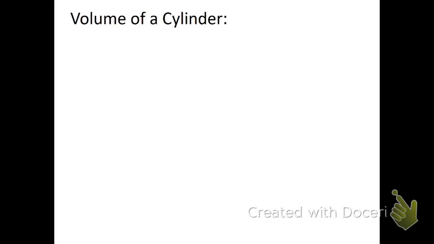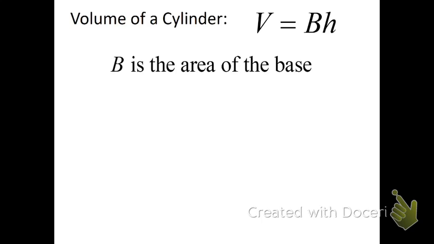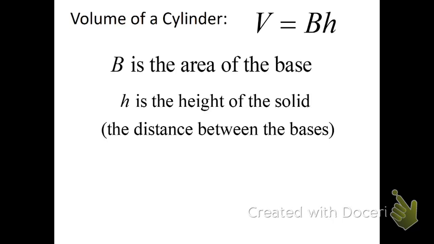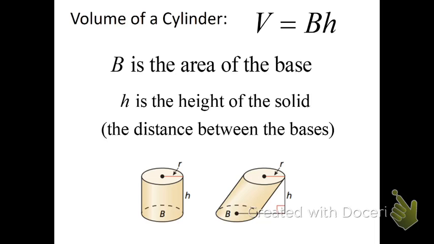Now let's talk about cylinders. And cylinders are just like prisms, except they have circular bases. So we're still going to do volume equals base times height. B is the area of the base, and h is the height of the solid, the distance between the bases. But now, since a circle is the base, we're going to use pi r squared for uppercase B, the area of the base.